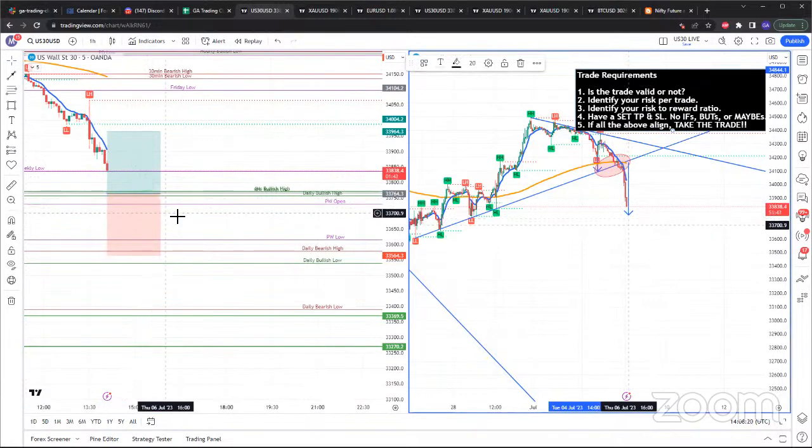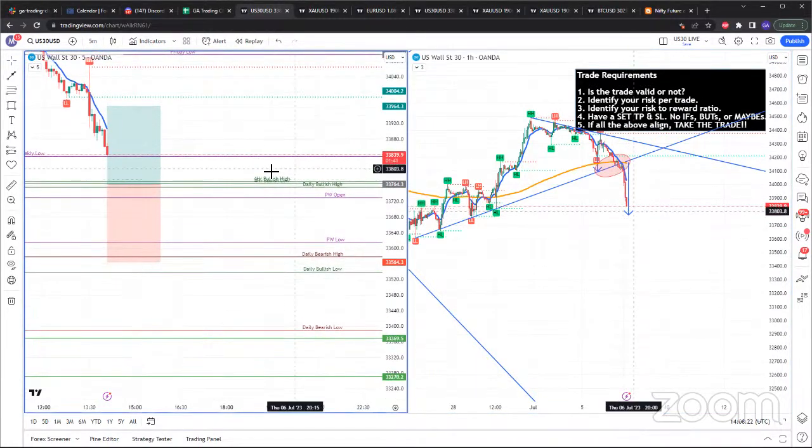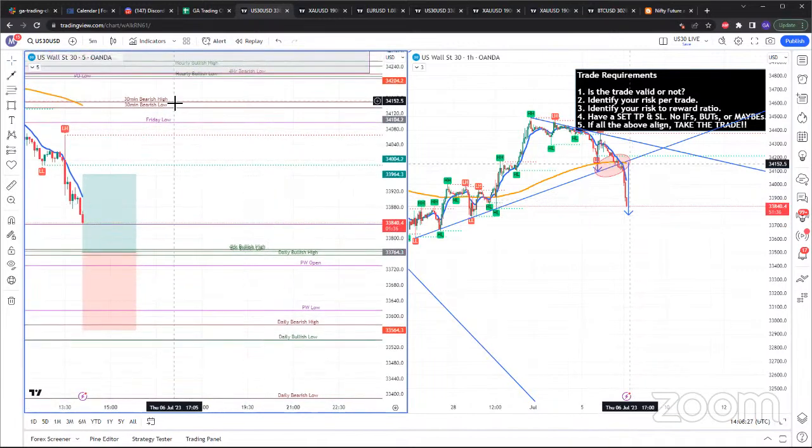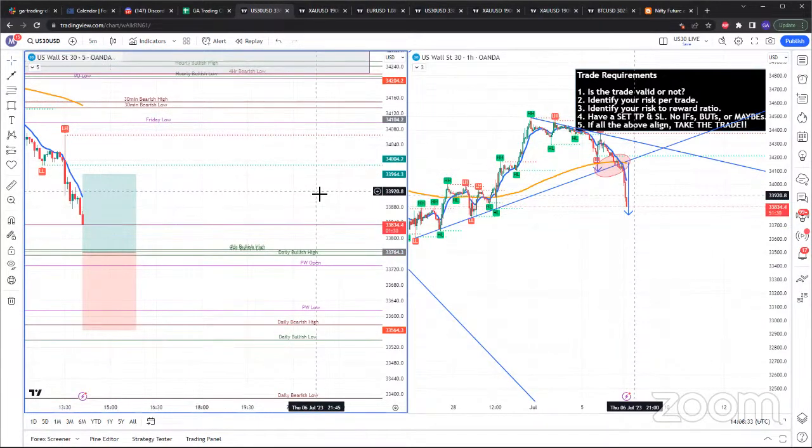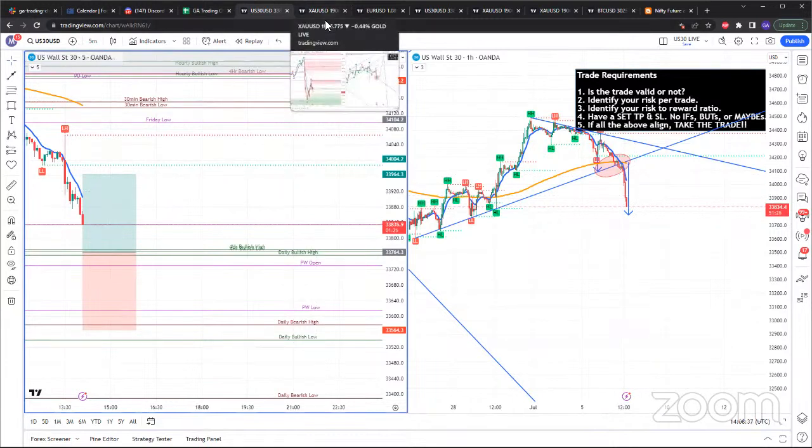What I'm using to predict where US 30 is headed is this 4-hour bullish order block and daily bullish high, because right now US 30 was in a no man's land. You see what I mean? So trend lines help you identify where to take profit or where to enter a trade or where an instrument is moving.